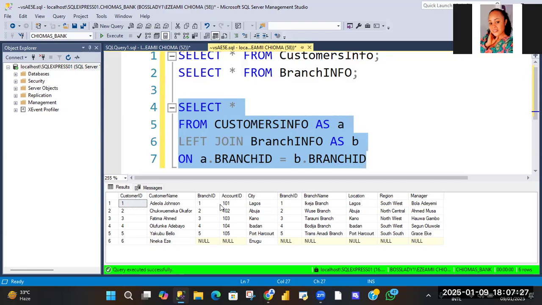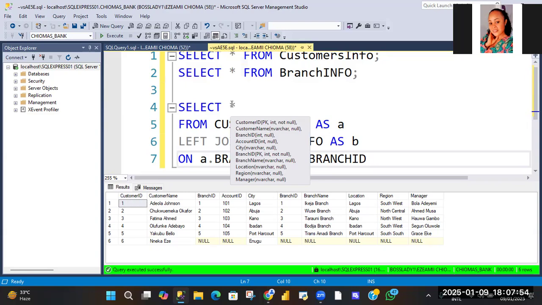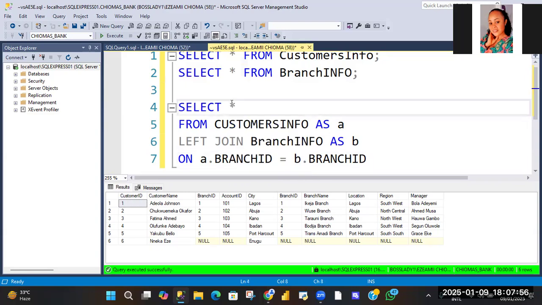Then we'll look at the main lesson for today, which is join. So let's start with left join since I've already used it. So left join, what it's doing now, gets me everything from customer info and then gets the matching data from branch info, joined on branch ID.